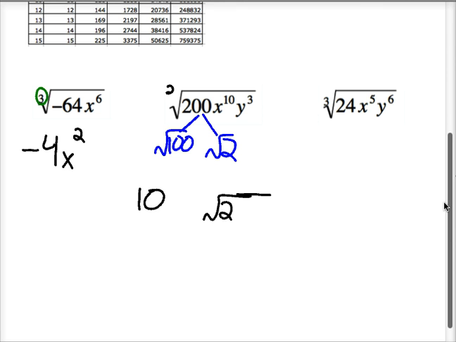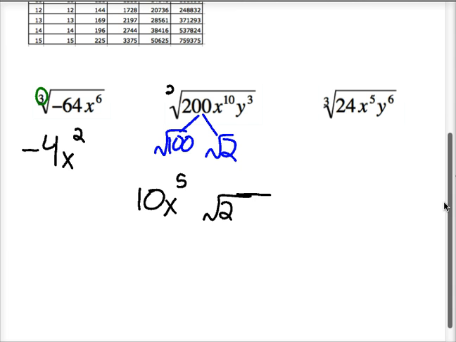Well, let's see what happens with the rest of it. Now that I've taken care of the number portion, now I can take care of the exponent portion. So how many times does 2 go into 10? Well, 2 goes into 10 5 times evenly. So that pulls out as an x to the 5, and there's nothing left over in the radical.